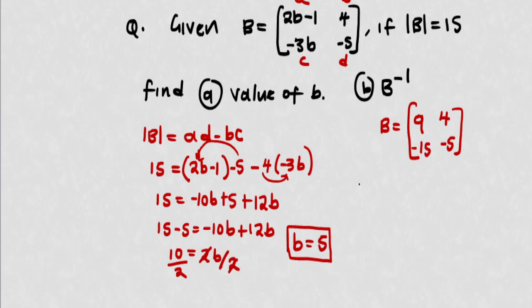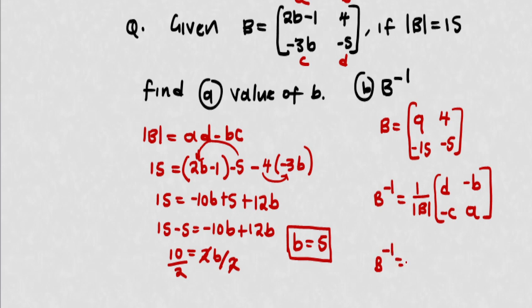So therefore, now that we have that one, we need to find the inverse. So this is how we find inverse. Inverse of B is equal to 1 over the determinant of B, then open brackets, we say D, A, negative B, negative C. So this is a formula I've given you on inverse, not determinant. This is the formula we are using on inverse.